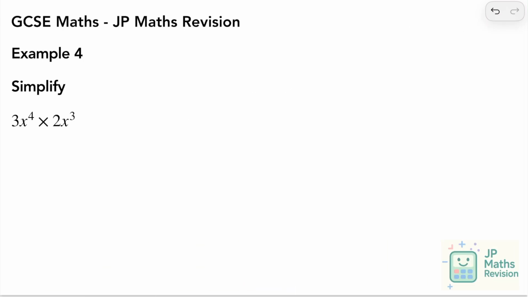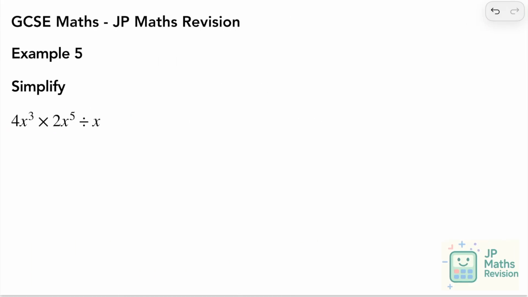Here we have 3x to the 4 times 2x to the 3. So this time what we're going to do is start off by doing 3 times 2, or 2 times 3, it's the same thing. 3 times 2, that's 6. And then we're going to be doing x to the 4 times x to the 3. And we know that we add the powers because we're timesing. So that's going to be x to the power of 7.